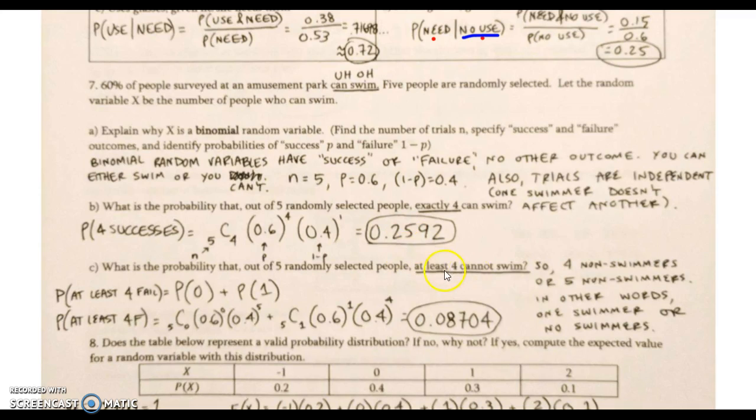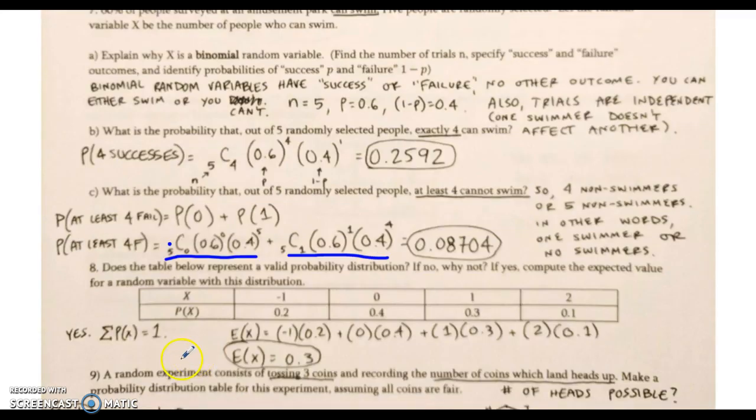Have fun. At least 4 cannot swim. So that means 4 non-swimmers or 5 non-swimmers. If we're putting it in the terms of a problem, though, we want 1 swimmer, in other words, 4 non-swimmers. We want 1 success, or we want no successes. So this first one is the probability of 0 successes, which means 5 failures. Over here, this is the probability of 1 success: 1 success, 4 failures. See how that works? And these exponents always have to add up to, you guessed it, 5. That's the n, the number of trials.